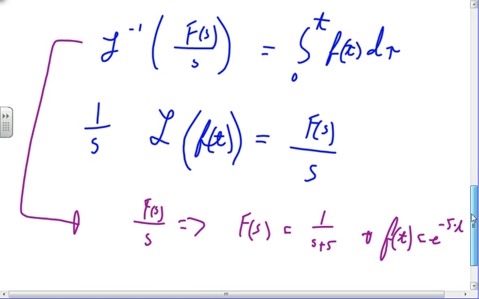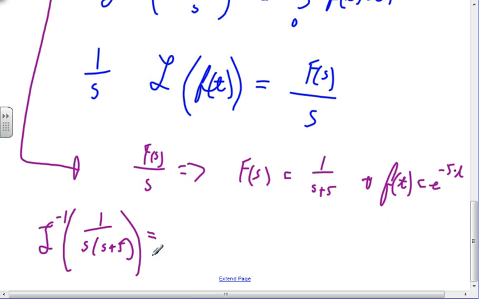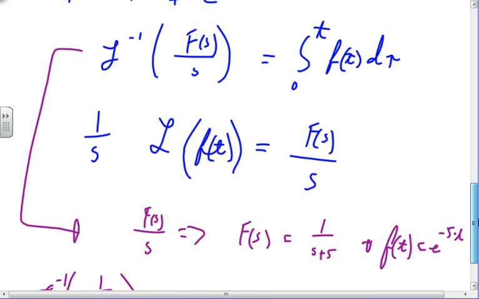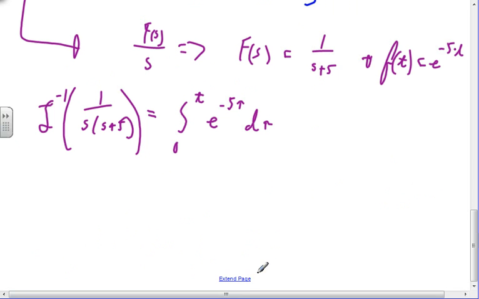Okay. Now that being the case, 1 over s plus 5 has the inverse Laplace transform, has to equal the integral 0 to t of e to the minus 5t dt, except now we have the stupidity of having the same variable, and we can't do that. So we have to make this guy a tau and that guy a tau. All right, now we're okay.